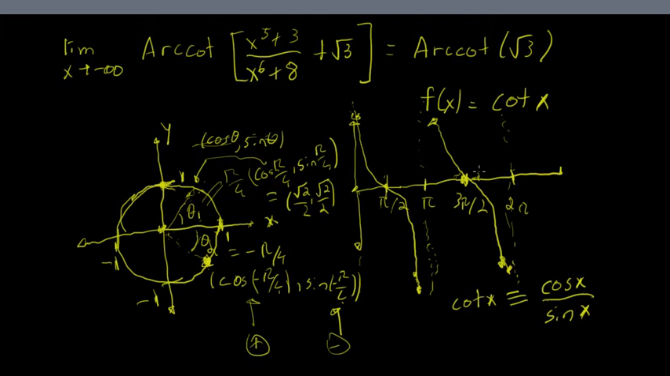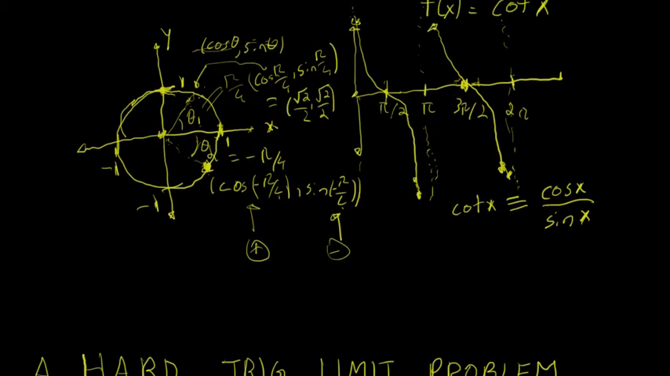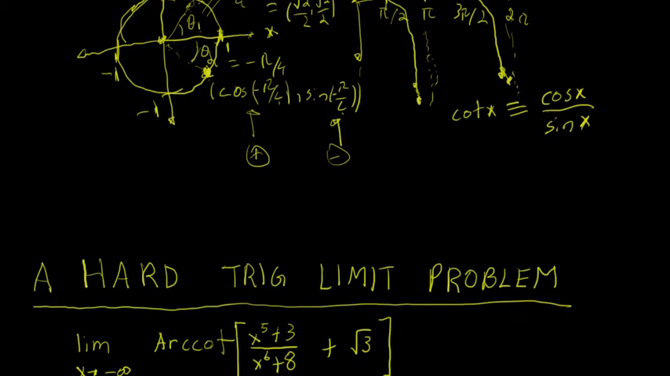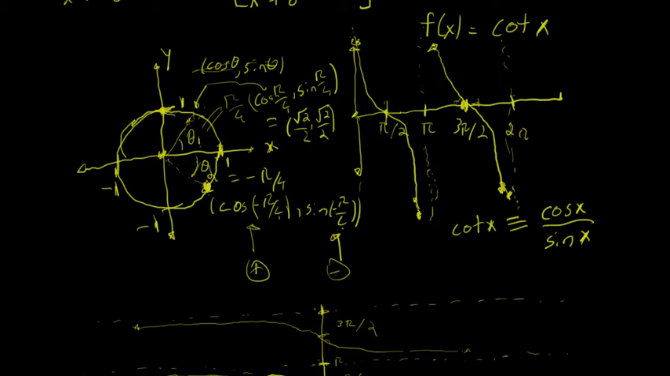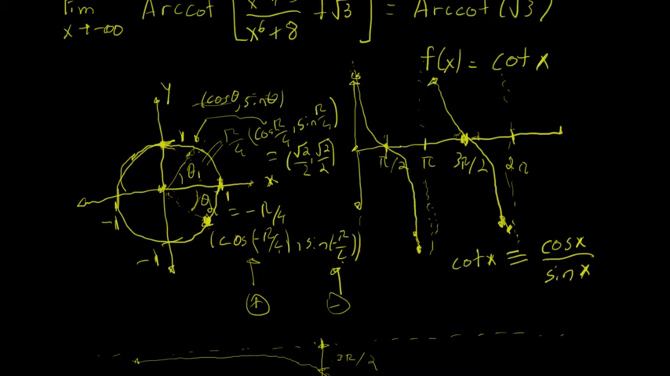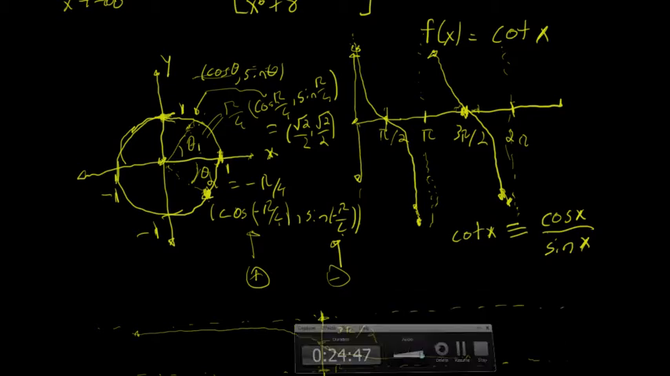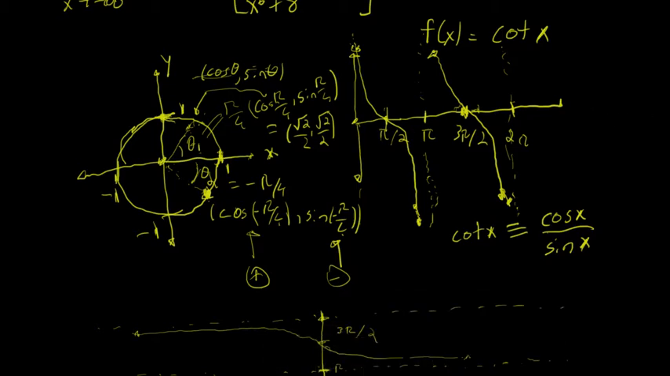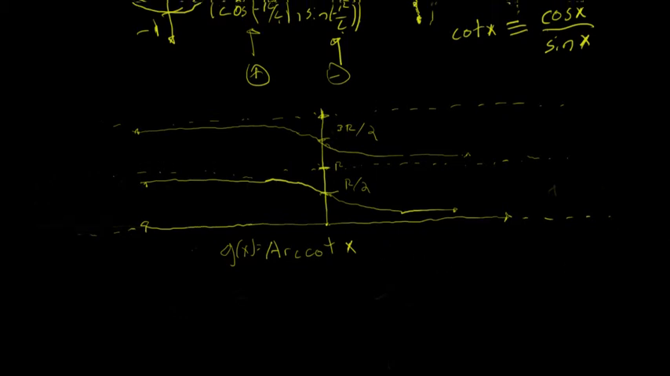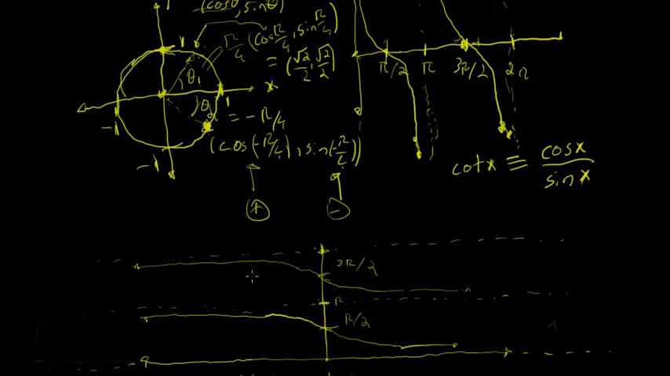But what's the deal with the arc cotangent function? I showed you what the cotangent function looks like. What about the arc cotangent function? So here I drew the cotangent function, but below here I've drawn the arc cotangent function. Now the question is, how did I get this from this?